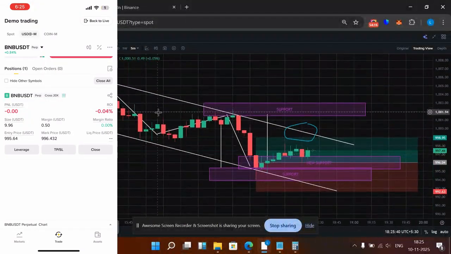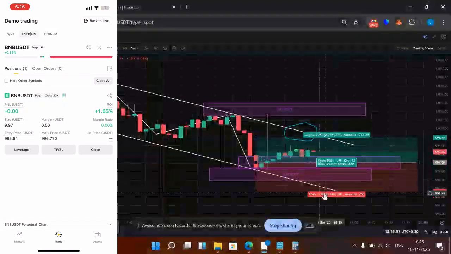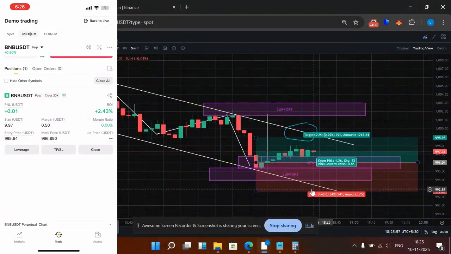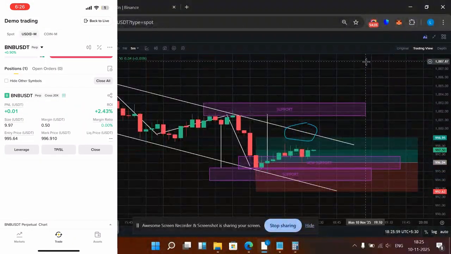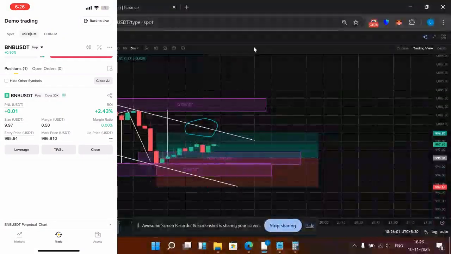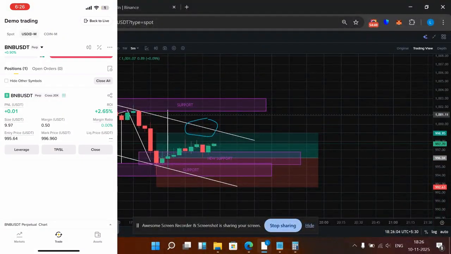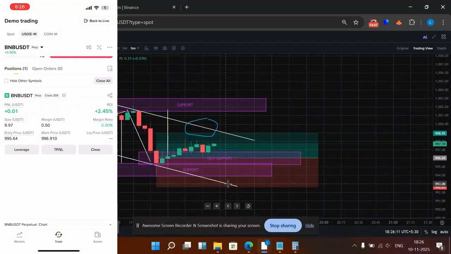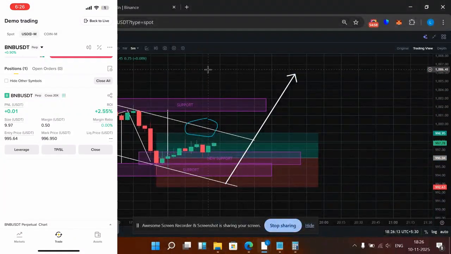Now look at the wedge here. A wedge is also being formed. Oh, sorry, this is not a wedge. This is a flag. Which flag? I don't know. 1, 2, 3, 4, 5 should be here, and 6 will be here. No, is there going to be 6? Yeah, 6 is going to be here, and then 7 is going to be directly up. It is going to cross this support. Let me just check. 1, 2, 3, 4, 6, 7 is going to be directly up.